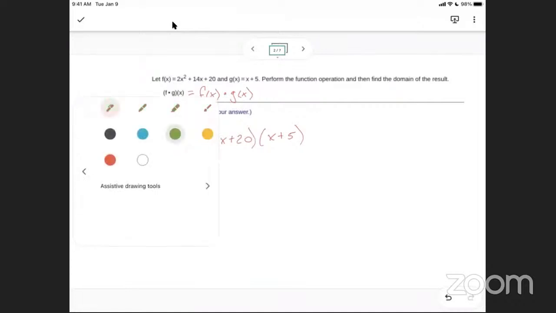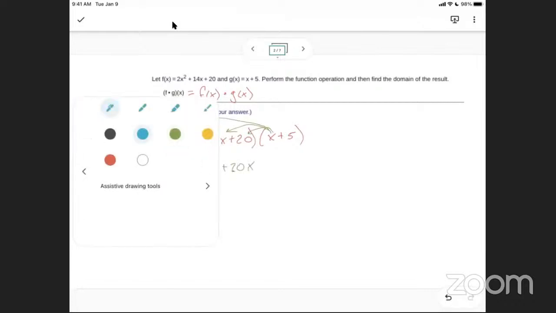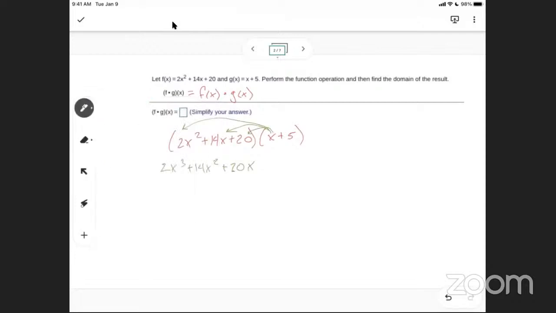Distribute. That's right. So I'm going to take this x and I'm going to multiply it here, here, and here. So I'll do that in green. 2x cubed plus 14x squared plus 20x. Get it? And then take the 5 and multiply it here, here, and here. So 5 times 2 is, oh my gosh.